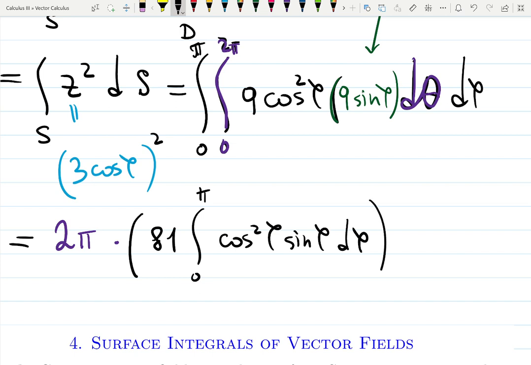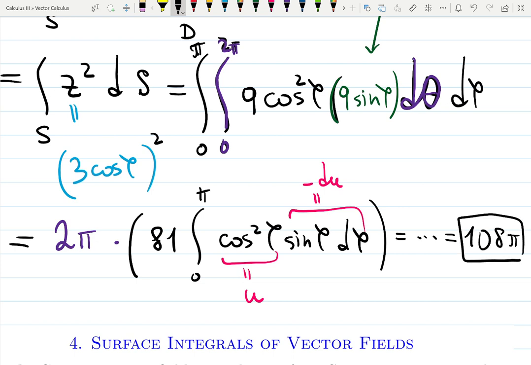How do you integrate that? Who remembers? U substitution. How do you choose U? Cosine. Yes. Thank you. Good job. It's going to be U. Then this will be minus du and so on. So it's going to be u cubed over 3. U is cosine, so it will be cosine cubed over 3. Add up together, 108 pi.